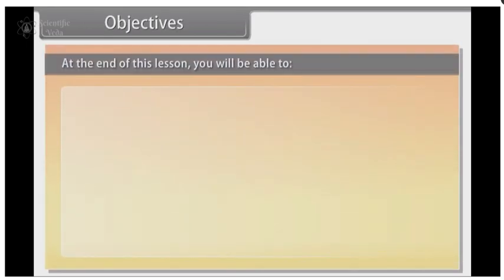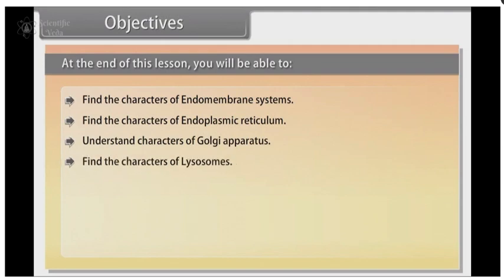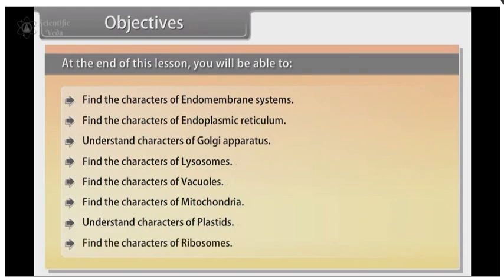Objectives. At the end of this lesson, you'll be able to find the characters of endomembrane systems, find the characters of endoplasmic reticulum, understand characters of Golgi apparatus, find the characters of lysosomes, find the characters of vacuoles, find the characters of mitochondria, understand characters of plastids, find the characters of ribosomes.